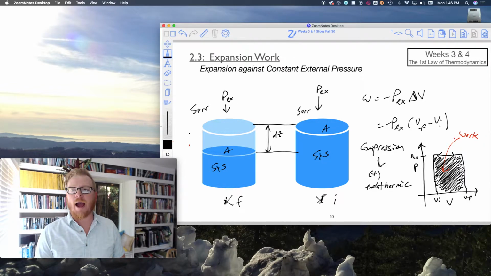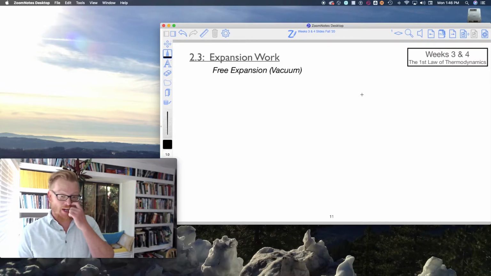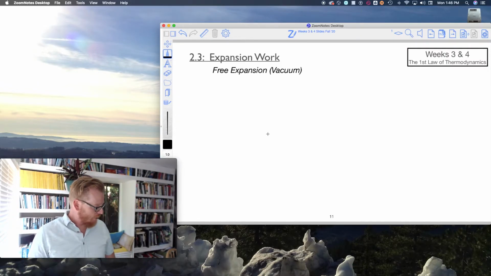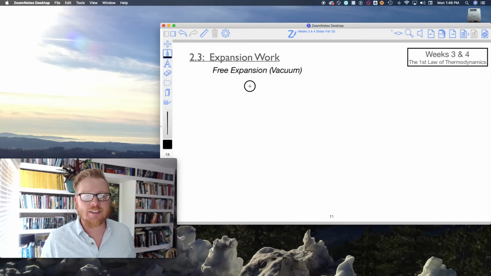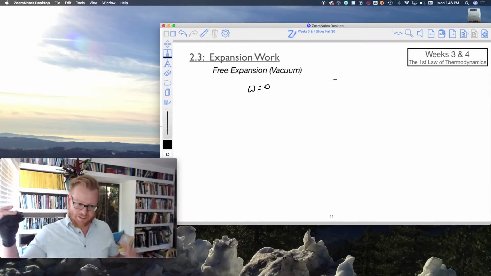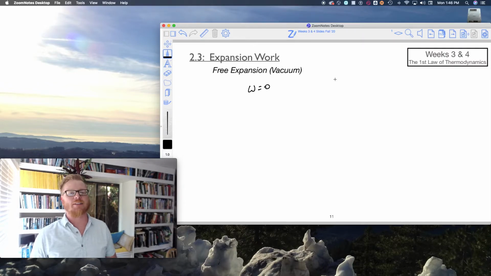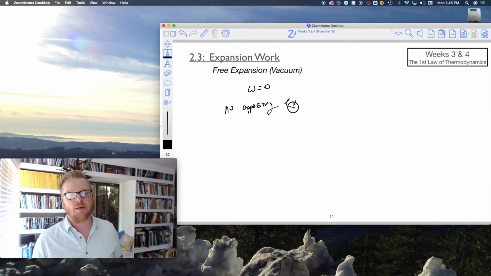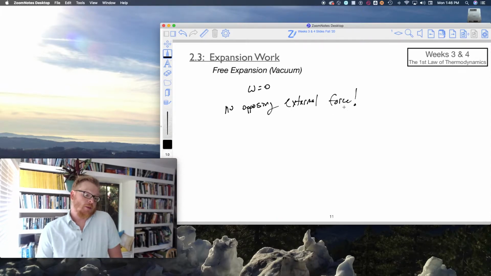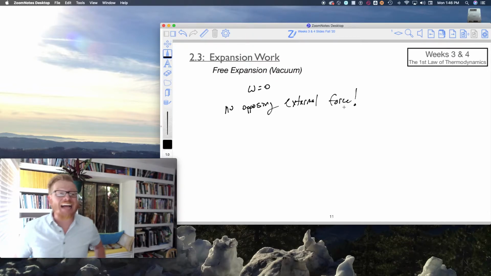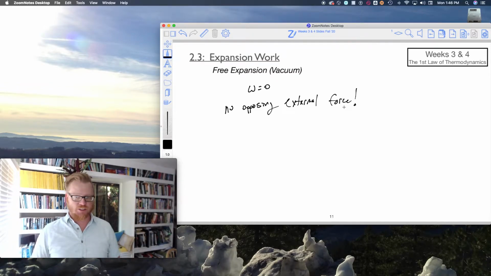So now what about free expansion? I left myself a whole lot of room just to simply write: work is 0 in free expansion, because there's no opposing external force. So anytime a gas expands into vacuum, it doesn't do any work. That's simple enough.